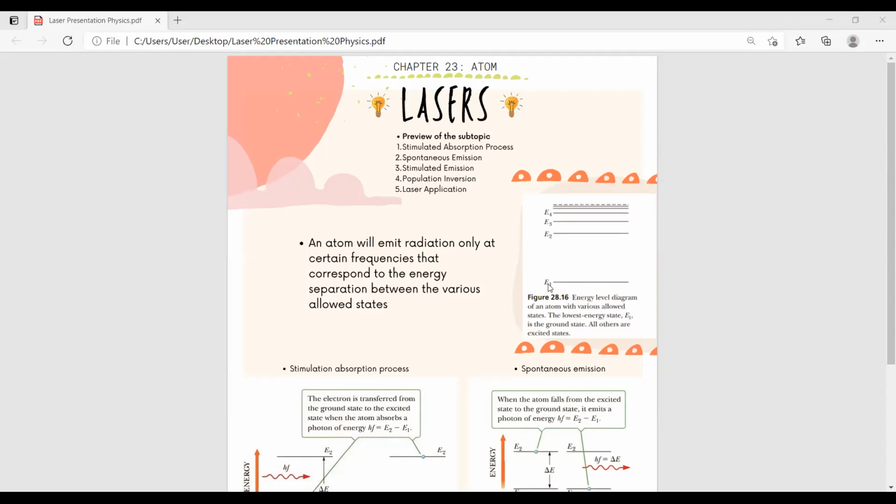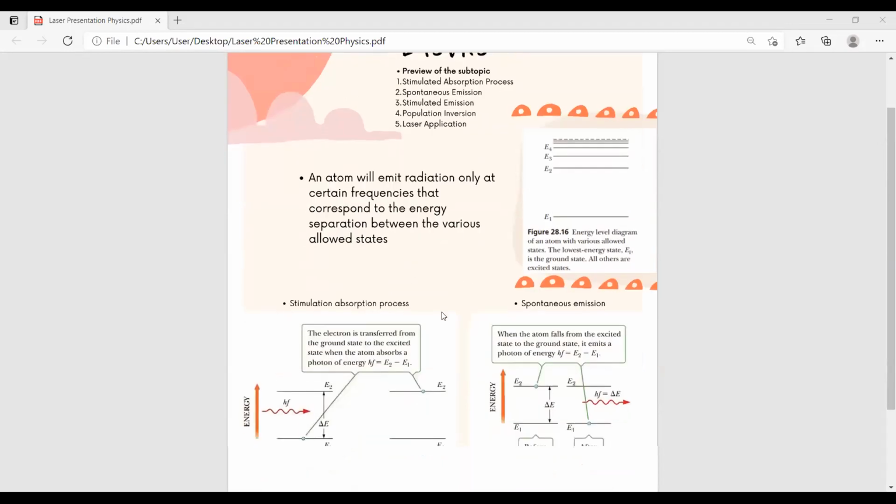As we can see, E1 is the lowest energy state, which we call the ground state, and all the other states, E2, E3, and E4, we call excited states. Now we move to the first process.